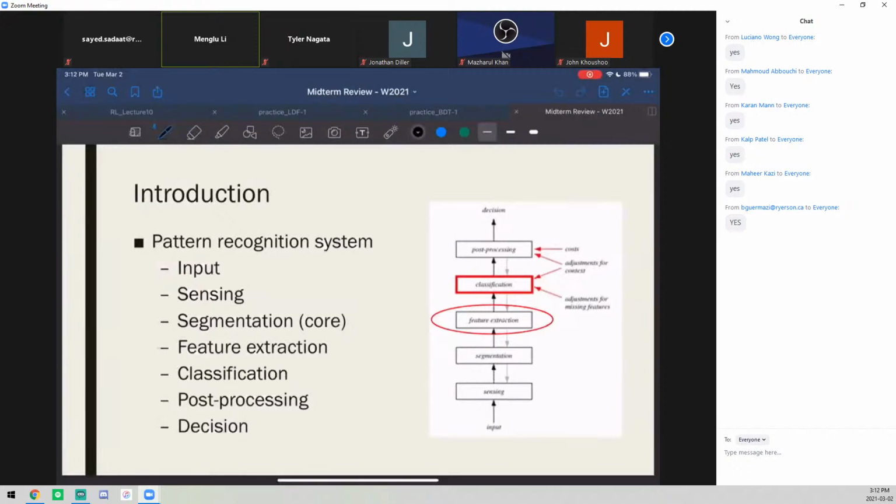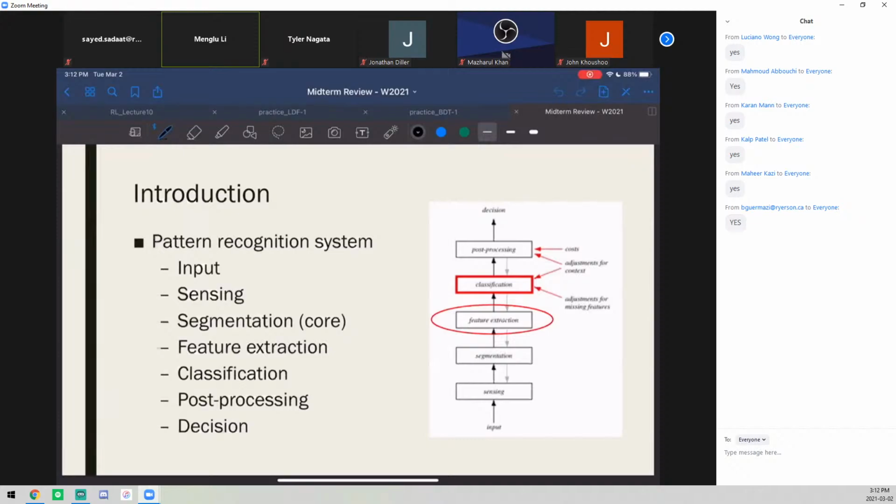The fourth step is feature extraction. We want to find some features that can distinguish one pattern from another. Also, the features are invariant. That's important. And the next is classification. Based on the features we already extracted from the last step, we classify the input data into categories in the classification step.